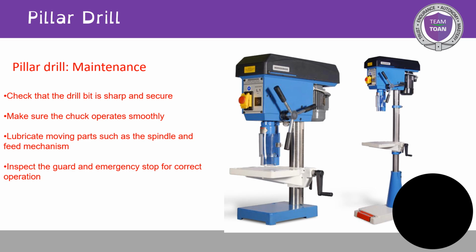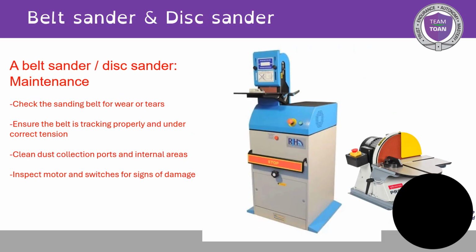Now, if the machine has a guard, so stuff like the scroll saw or fret saw, band saw has a guard at the top, pillar drill has got a guard, every tool has got a guard really. So you need to make sure that the guard doesn't have cracks on them, that the emergency stop works for every single machine. Quick maintenance on there.